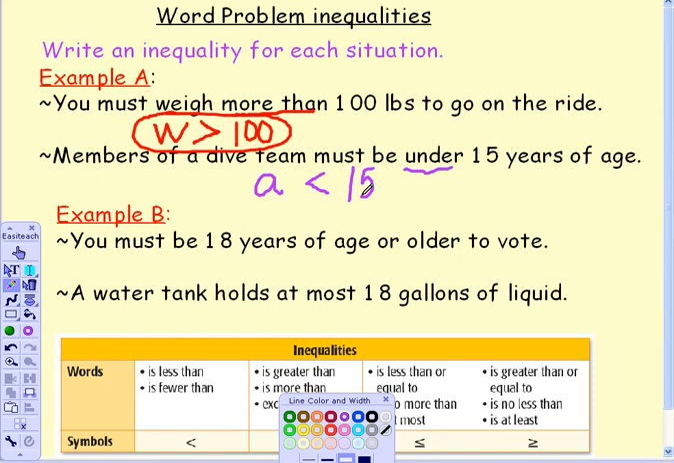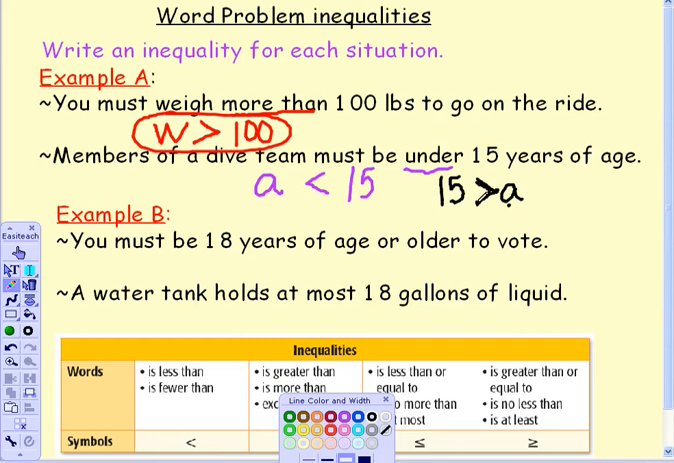Now if you want, you can also write this backwards. Just make sure if you're writing it backwards that you're also flipping and reversing that inequality. So you could say 15 is the greatest age, and their age has to be less than 15. Always read these inequalities from the variable side first. So this would read A, the age, is less than, it points at the smaller one, 15. So 15 is greater than the age. So you can write this either way, as long as you have that alligator eating the bigger number. So in this case, the alligator is eating the 15.